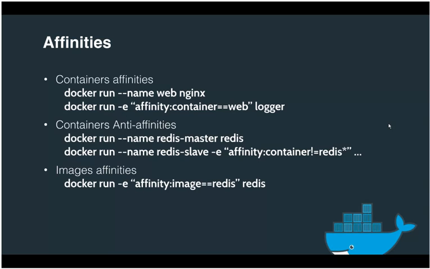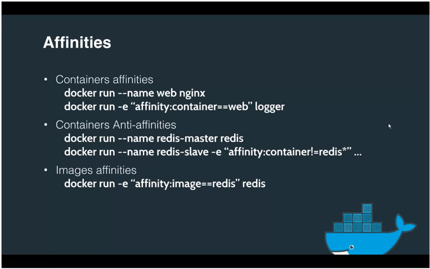And you also have anti-affinities. So it's basically to tell Docker, don't run my container next to this one, because it doesn't make sense. For example, if I run a Redis master container, I don't want my Redis slave to be next to the Redis master. I want it to be on another machine. So we specify an affinity to tell, I don't want my container to run next to a Redis container. So just try to find a machine that doesn't have any Redis container on it.